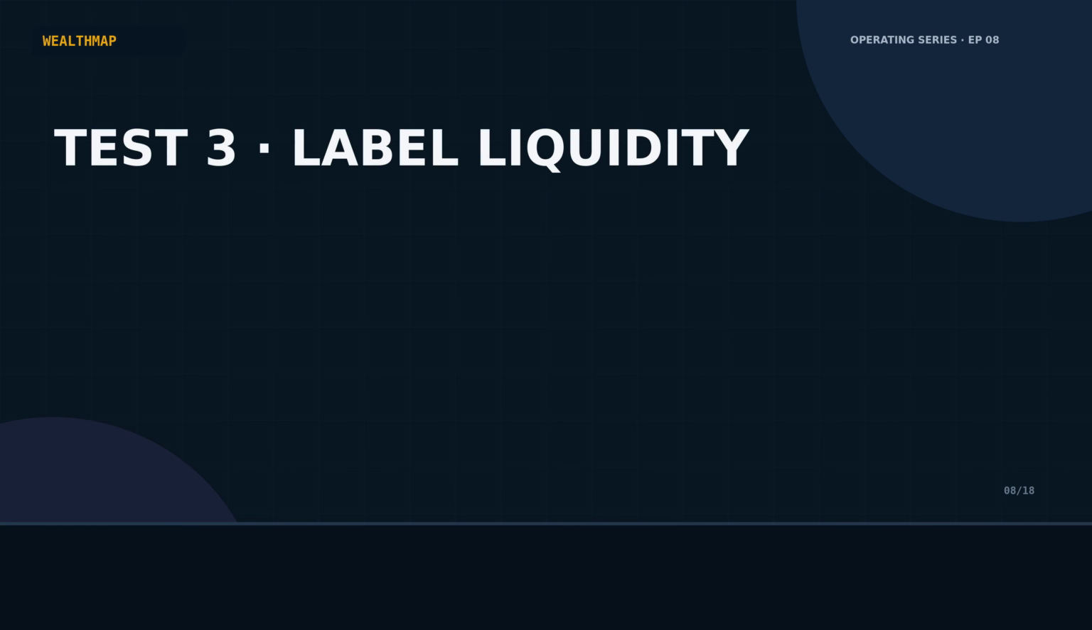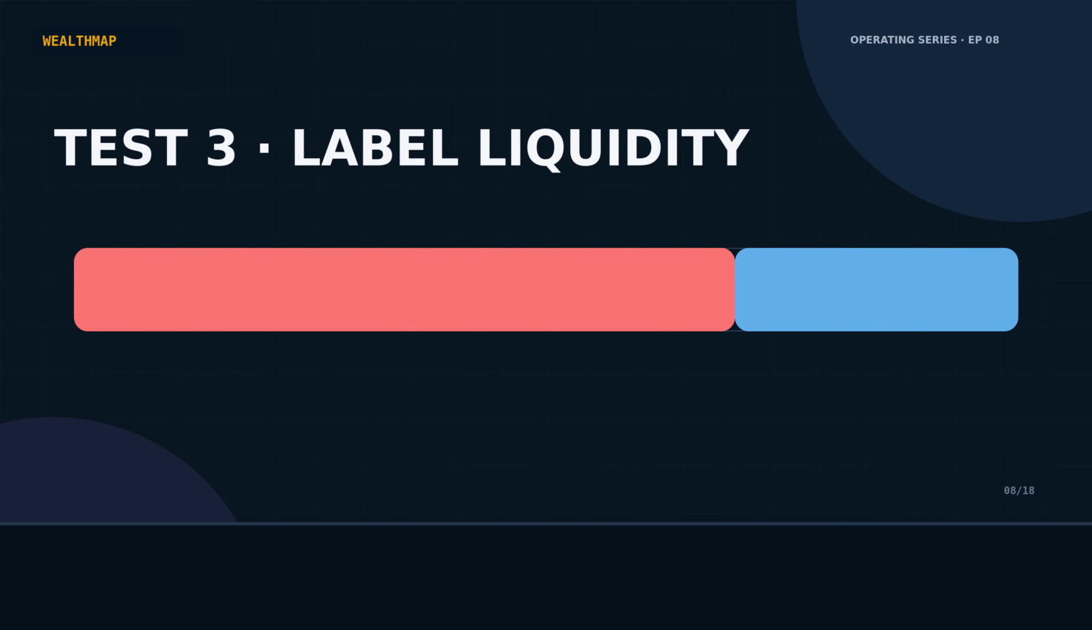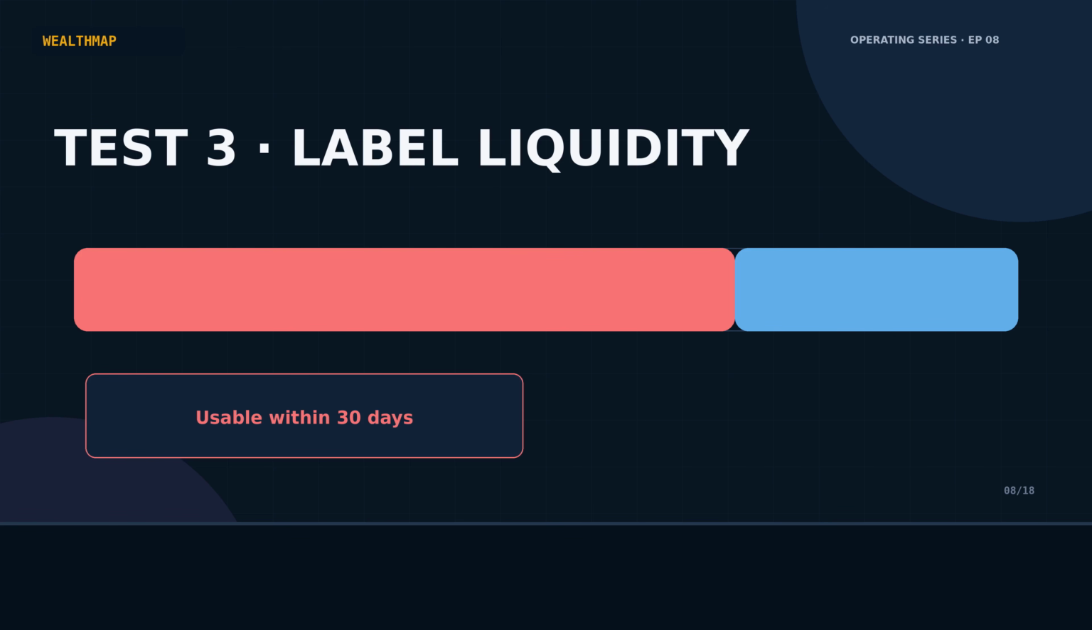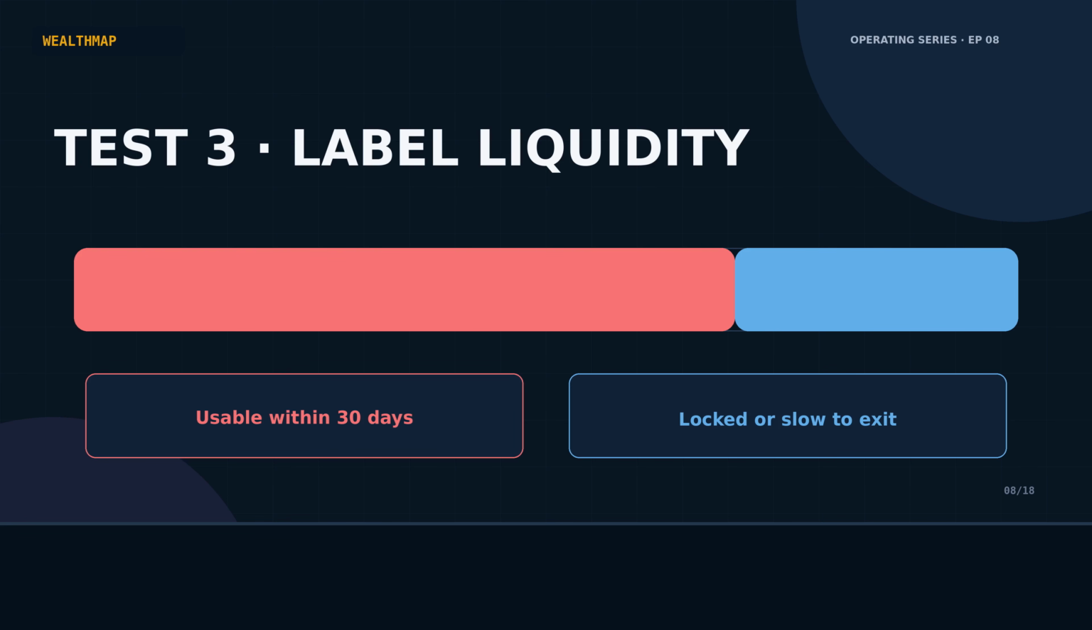Liquidity is the third test. A diversified private company stake may still be unavailable for years. A property may be valuable but slow to sell. Label what is usable within 30 days, what needs a buyer, and what is contractually locked.